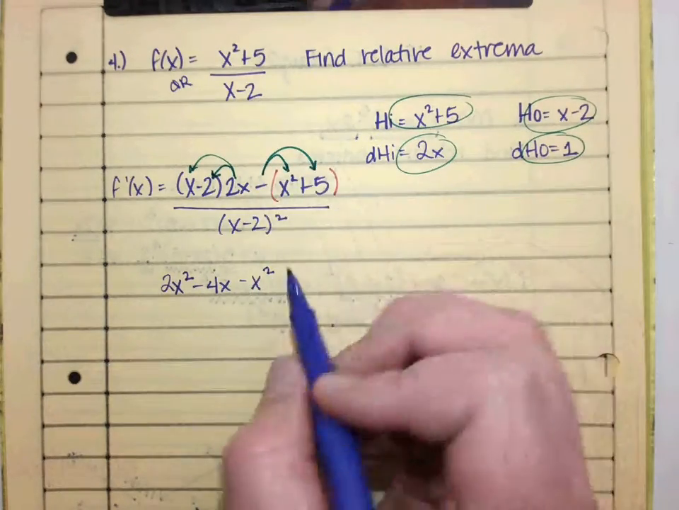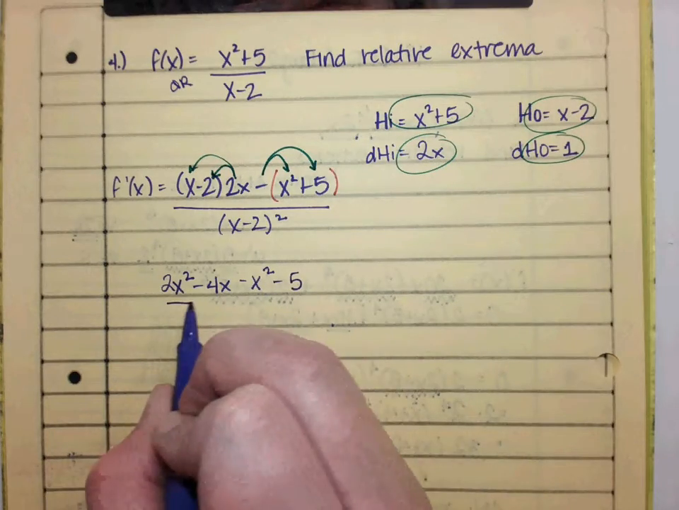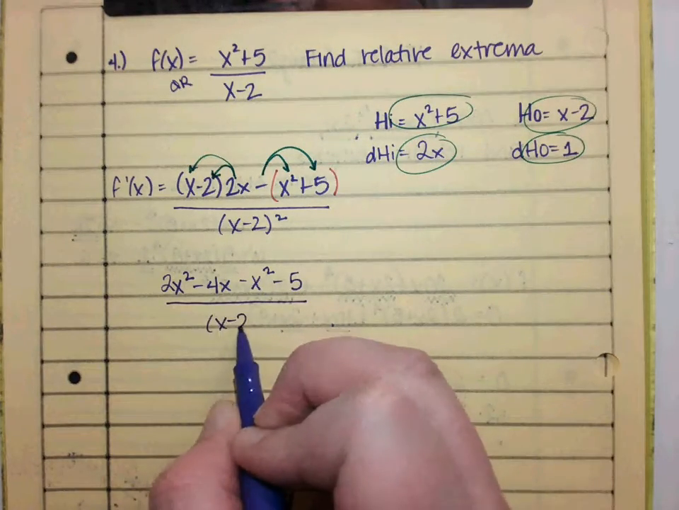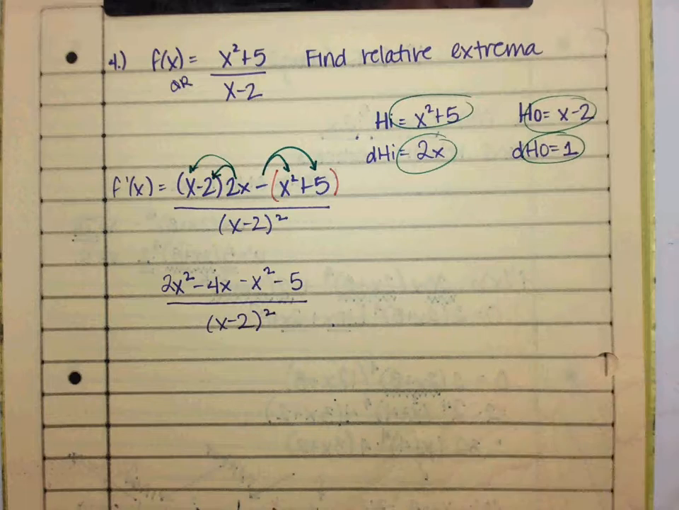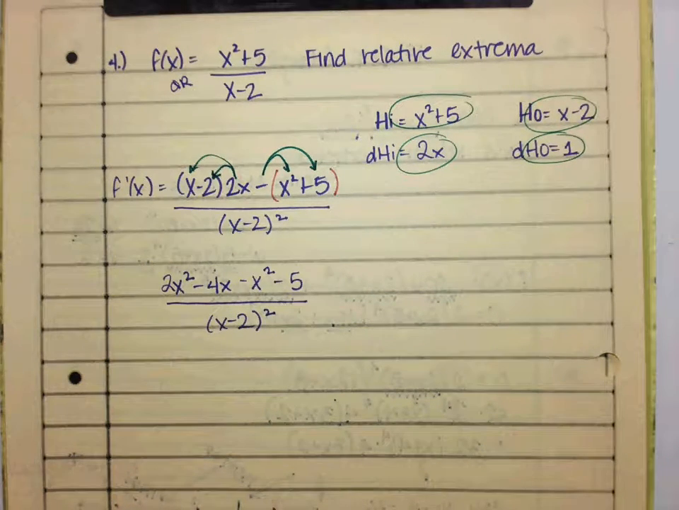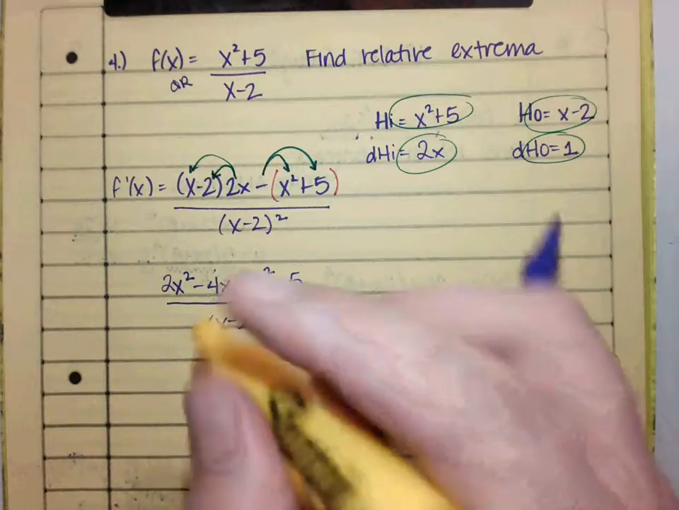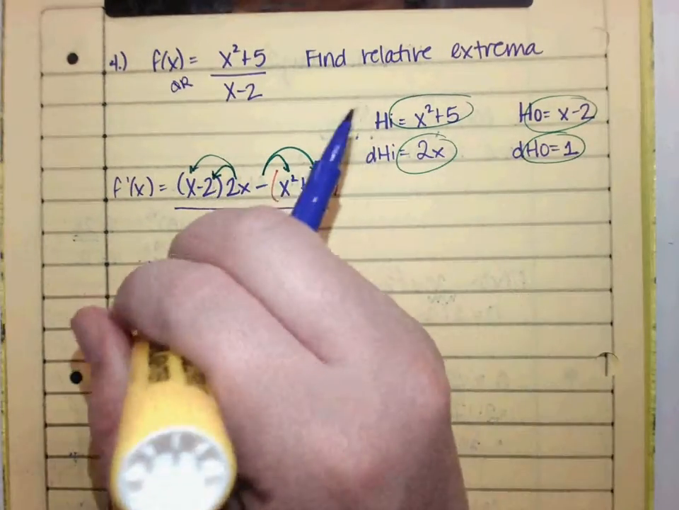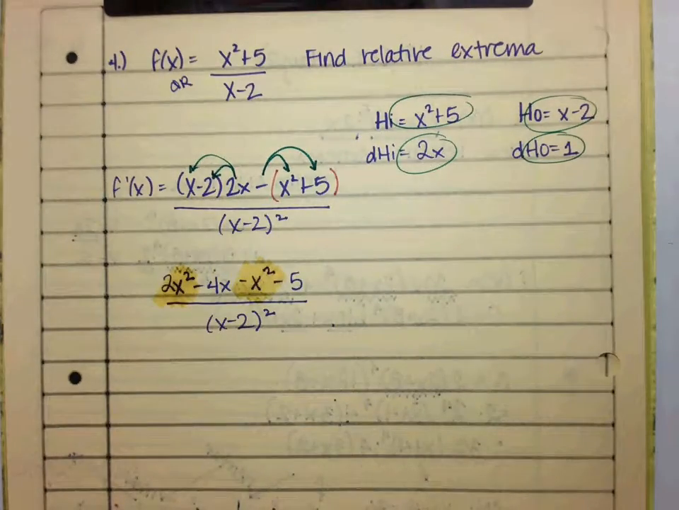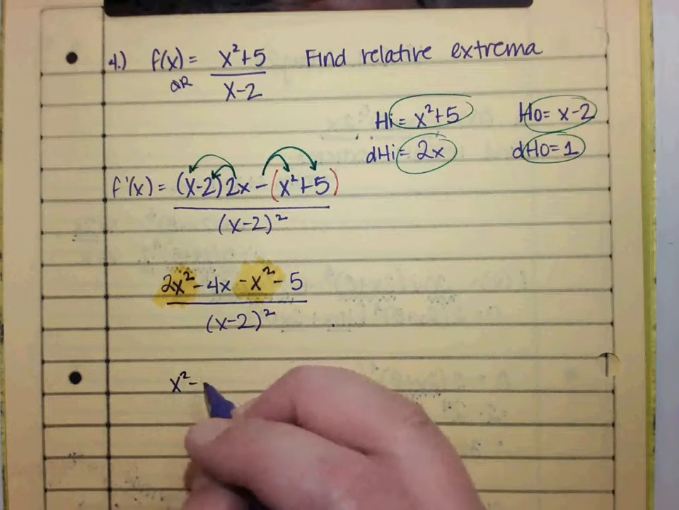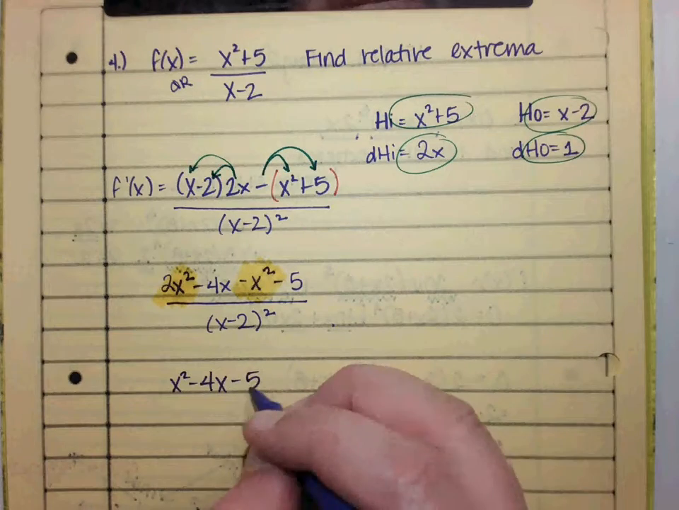Minus x squared, then minus 5, all divided by x minus 2 squared. Okay, from here, I notice I have some like terms on the top. I can combine this x squared by taking it away from the 2x squared. So 2x squared minus 1x squared is just an x squared. Then a minus 4x, then a minus 5.